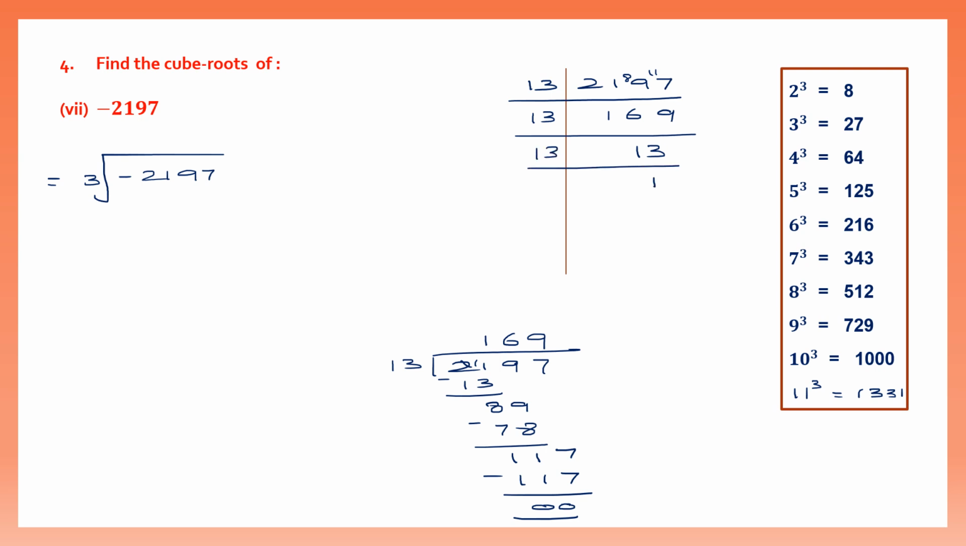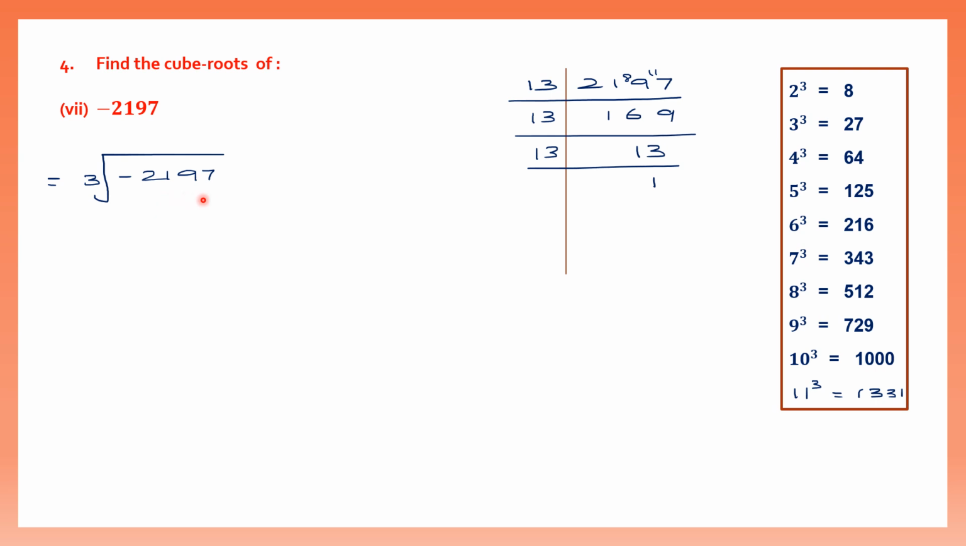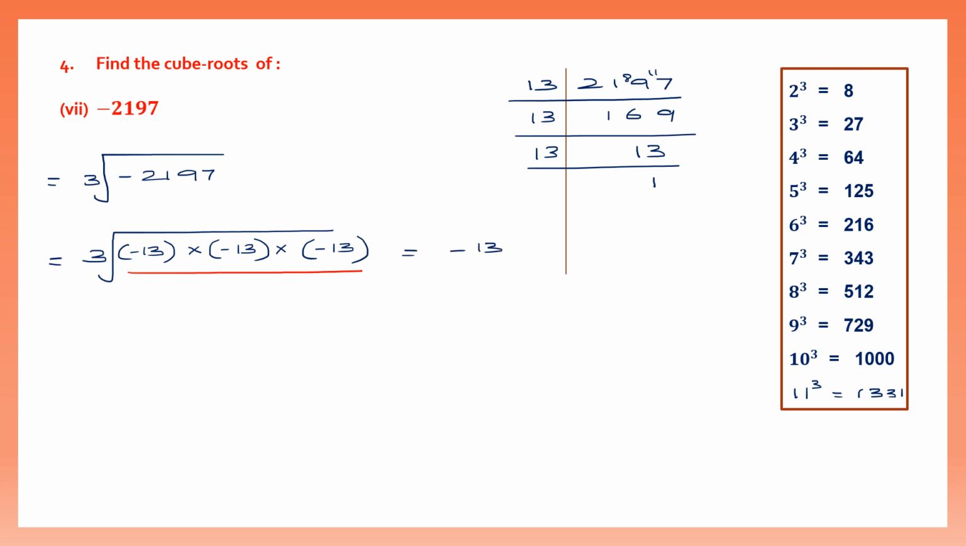Now again divide this by 13. 13 ones are 13. So now instead of minus 2197, we can write minus 13 into minus 13 into minus 13. So let's write that. So we have minus 13 into minus 13 into minus 13. So here the cube root of this. Now take 1 from this. So when you take 1 from that, what do you get? You get minus 13. So we have found the cube root of this number minus 2197, and that is minus 13. So this is our answer.